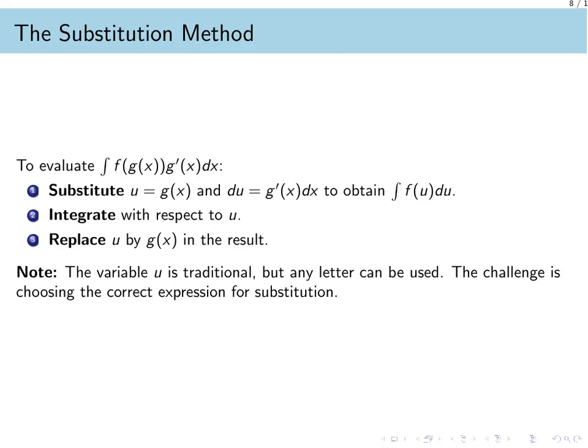To apply the substitution method reliably, follow this three-step process. First, choose a substitution variable u equal to an inner function g of x and calculate its differential du. The goal is to transform the integral so that it appears entirely in terms of u. Second, integrate this simplified function with respect to u using standard rules. Third, replace u with the original expression g of x to state the final answer. While u is the traditional letter, the logic holds for any variable. The main challenge is simply choosing the correct expression for substitution.